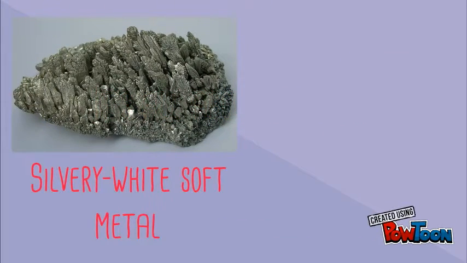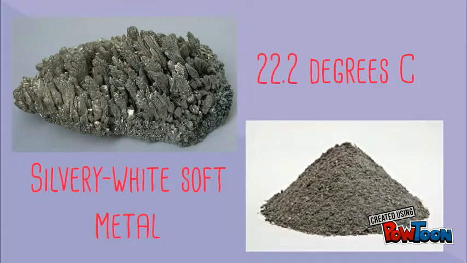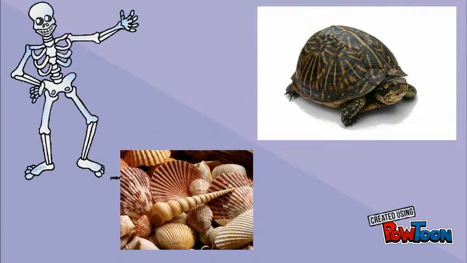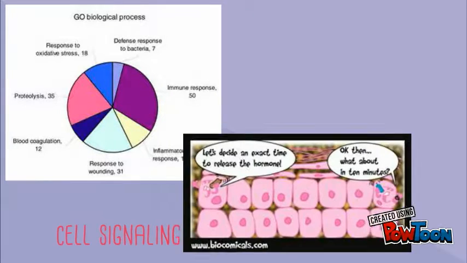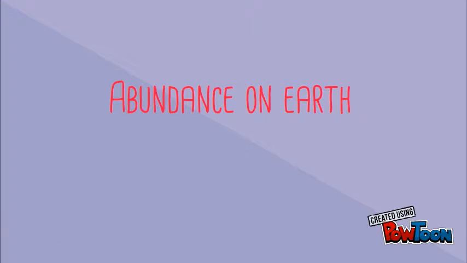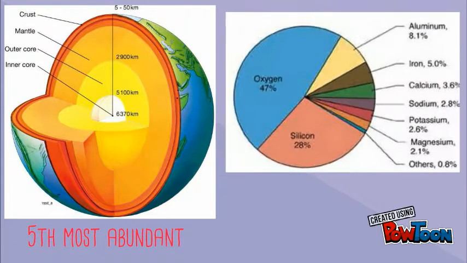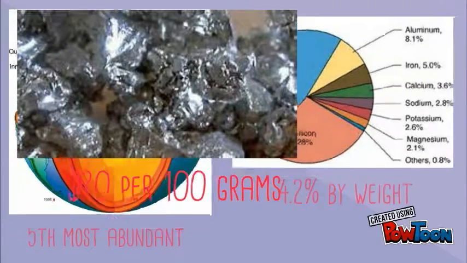Calcium is a silvery white, soft metal that appears as a solid at room temperature. Calcium is found in the bones and shells of animals and sea creatures, and participates in biological processes including cell signaling and muscle action. Calcium is the 5th most abundant element in Earth's crust, making up 4.2% by weight and costs approximately $20 per 100 grams.